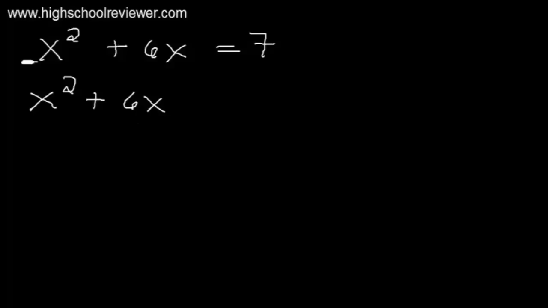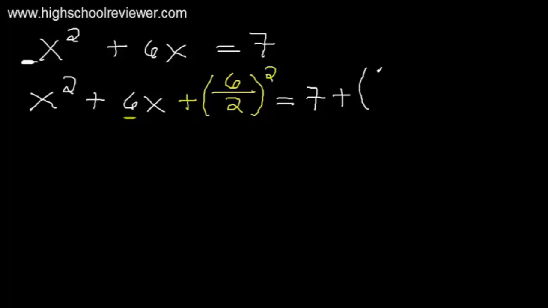To complete the square, we need to add a third term, and this third term will be a fraction. The numerator will be the numerical coefficient of our second term, that is positive 6, and the denominator will be a constant 2. This will be raised to the power of 2. Now, whatever is added on the left side must also be added on the right side, so as not to change our equation. So this will be plus 6 over 2 raised to the power of 2.